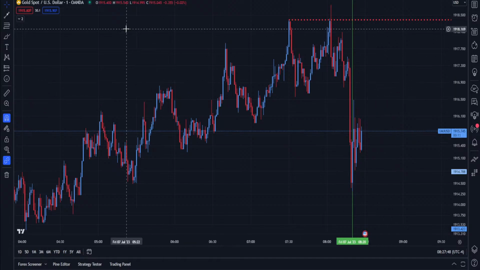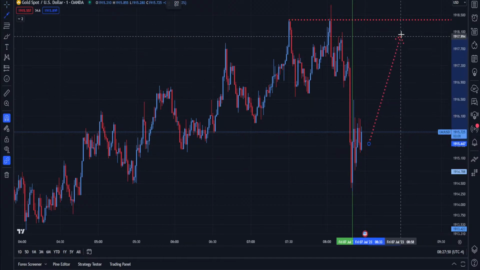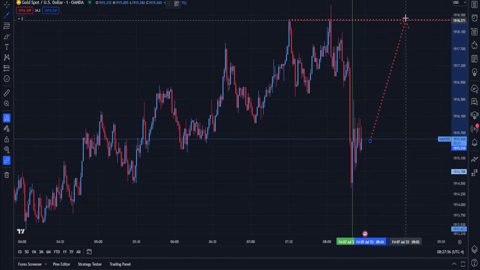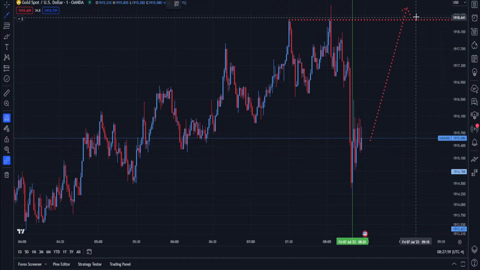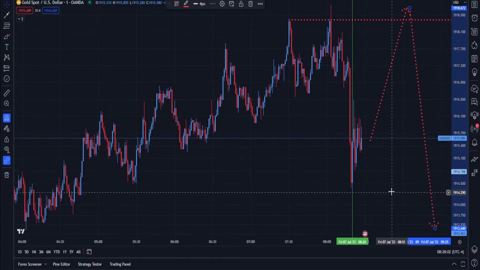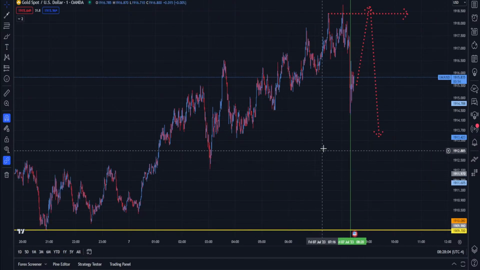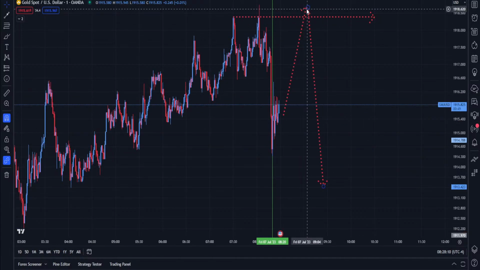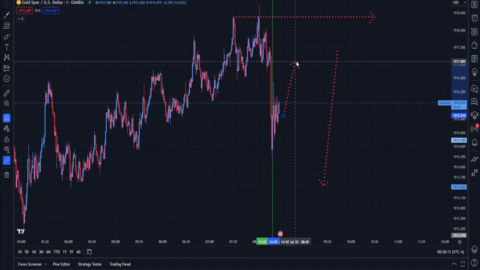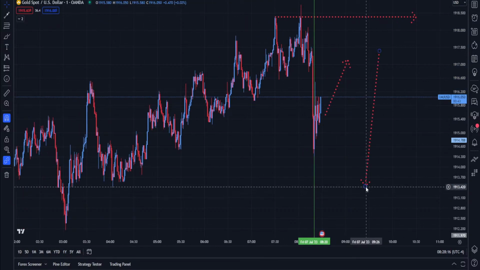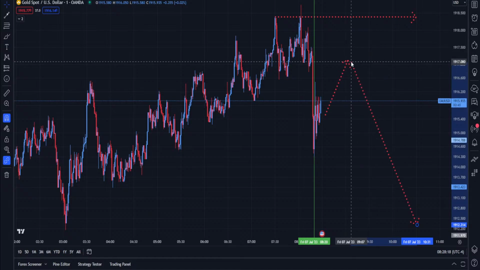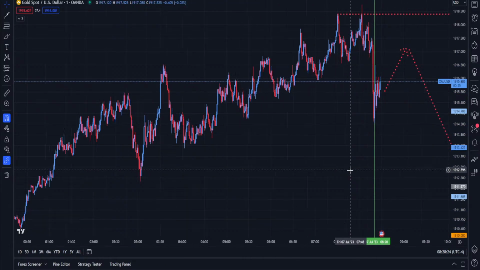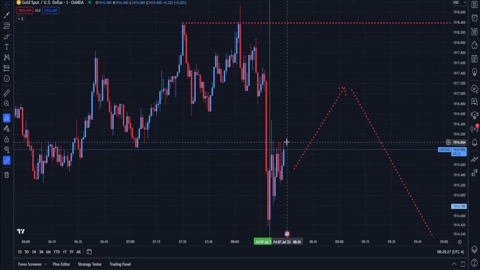Because what NFP could do, guys, this is what NFP could do. It could whipsaw up here, right? It could go like this. Goes up, then comes down, right? You don't want that. But at the same time, it could just do this. Go up a little bit, and then crashes down. Okay, so to avoid all that noise, I've taken a small position here.